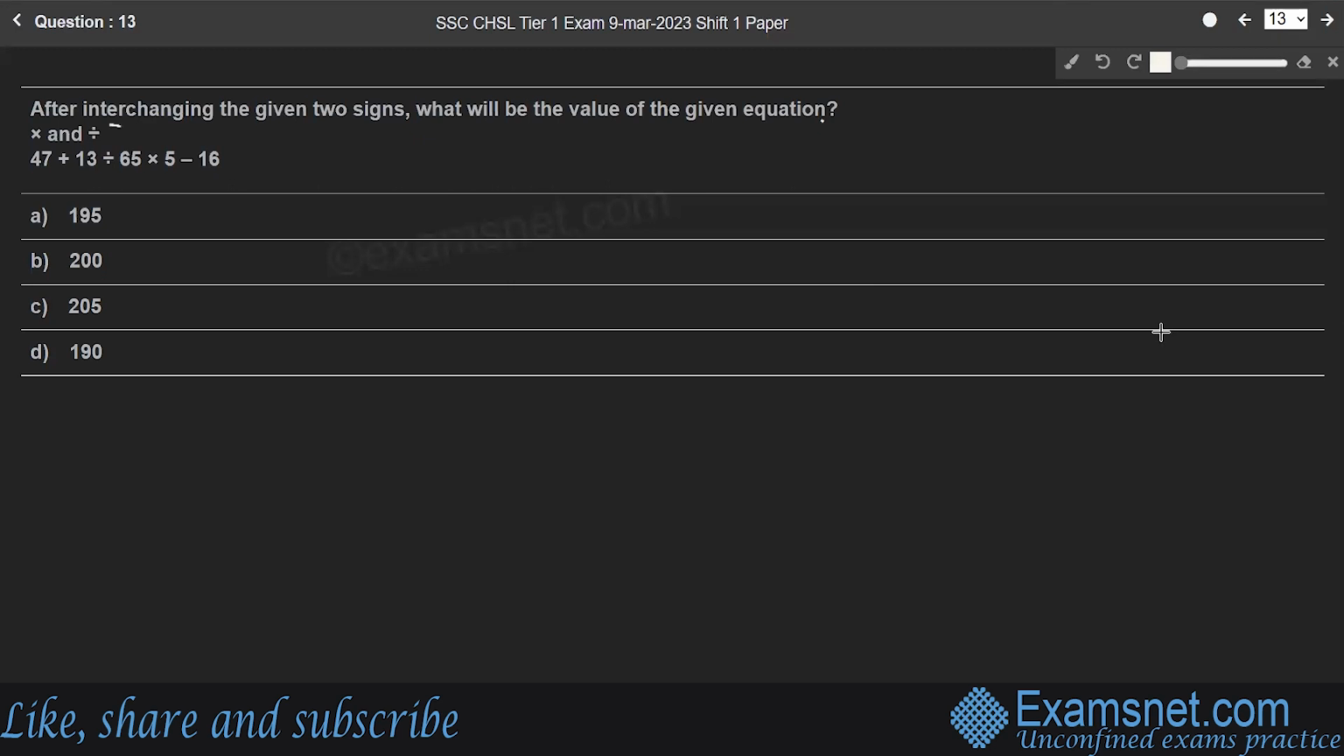Question number 13. After interchanging the given 2 signs, what will be the value of the given equation? Here is the equation. We have to interchange multiplication and division signs. So let us consider the given equation 47 plus 13 divided by 65. That means into 65. We have to take into instead of divided by. Into 5, so divided by 5 minus 16.